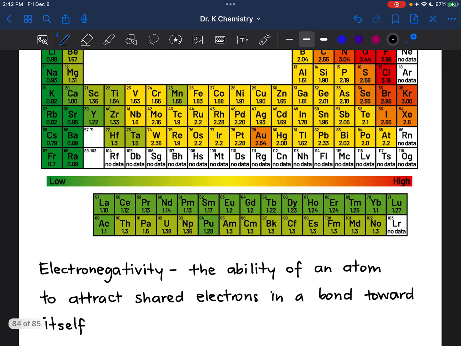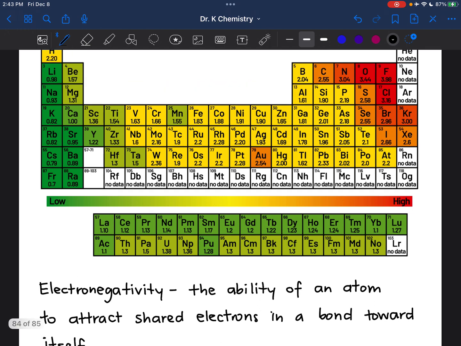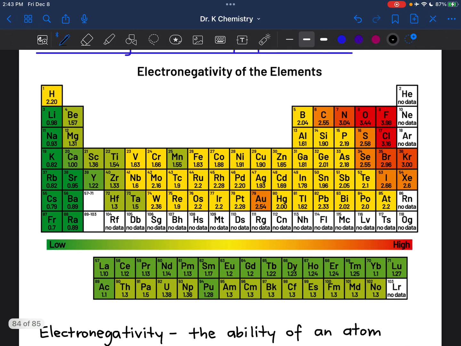Electronegativity is defined as the ability of an atom in a bond to attract shared electrons toward itself. Basically it means if two atoms come together to form a bond, which of those atoms wants the electrons more? And the one that wants electrons more is going to pull them toward itself rather than sharing those electrons equally. So what you're going to do is look at the electronegativity chart, and here the higher number on the chart means that the atom is more electronegative, which means it wants electrons more.